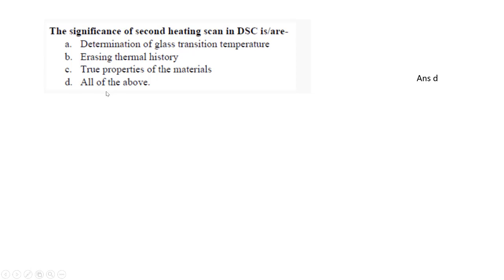So the answer is D. As I already told, the glass transition temperature we can accurately determine with the help of the second heating scan, and it basically erases the thermal history of the material, and therefore the true property of the material can be observed. So option D, that is all of the above, is the correct answer.